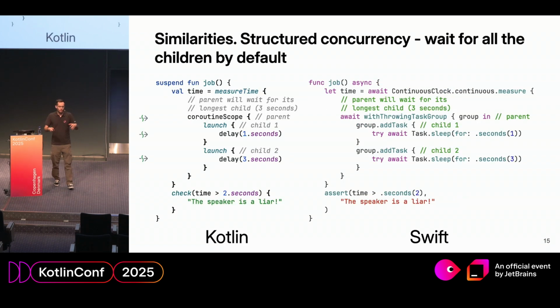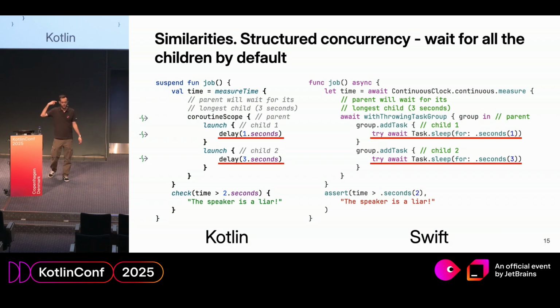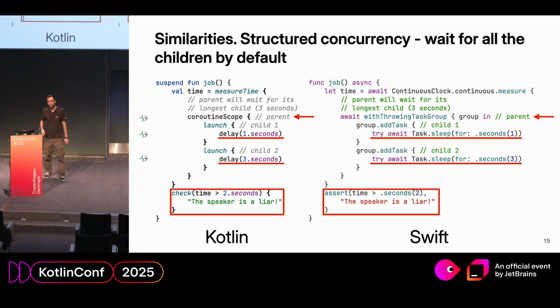Both languages endorse structured concurrency by default, meaning that your computations form parent and child relations, which on a bigger scale form a big asynchronous tree of computation. So for example, it means that the parent has to wait for all of its children by default. Here we have the first child that waits for 1 second, the second child waits for 3 seconds, meaning that the parent has to wait for its longest child for 3 seconds, meaning that we will never hit the assertion at the end of the function.